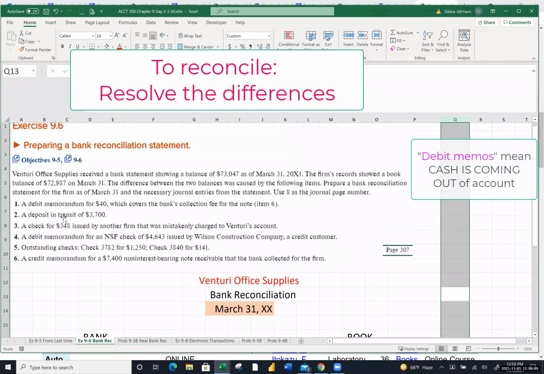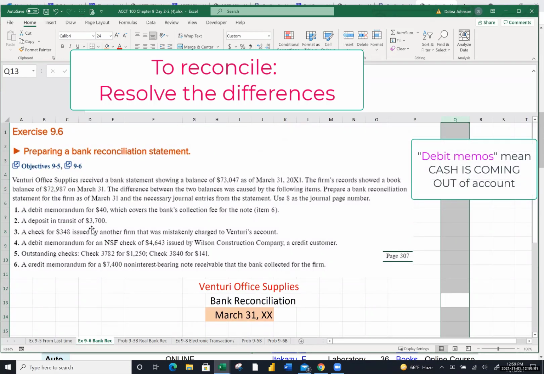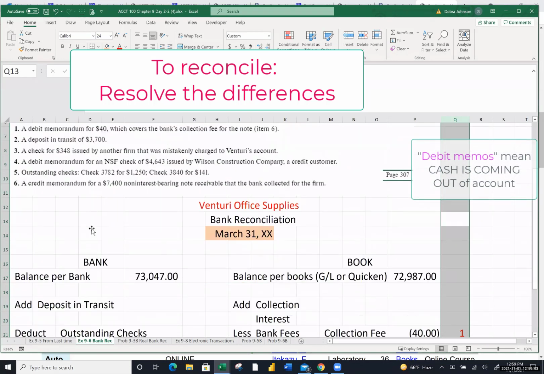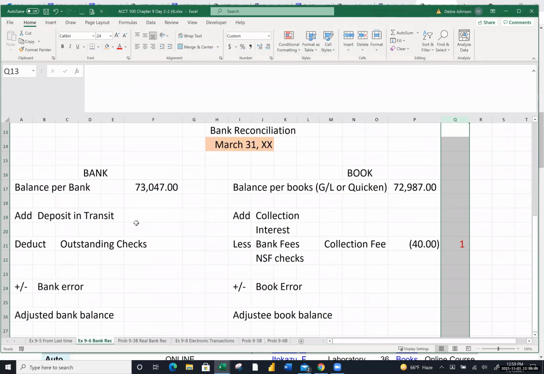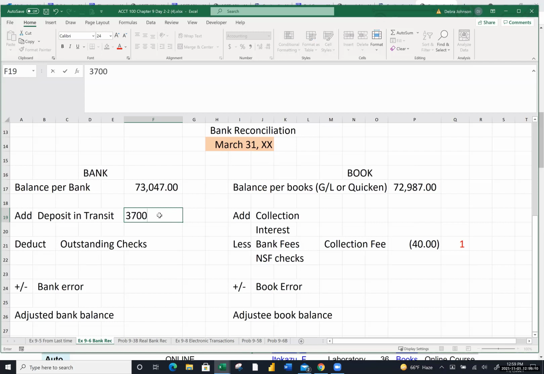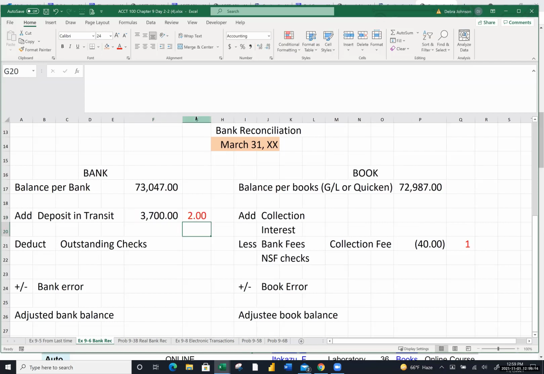I'm going to keep on going unless I hear questions. There is the deposit in transit of 3,700. Okay, that goes on the plus side. Too bad they didn't give you a date because it's almost always near the end of the month. So if that was a date earlier in the month, I'd be a little bit alarmed, but we'll assume that it's toward the end of the month. They didn't tell us otherwise.